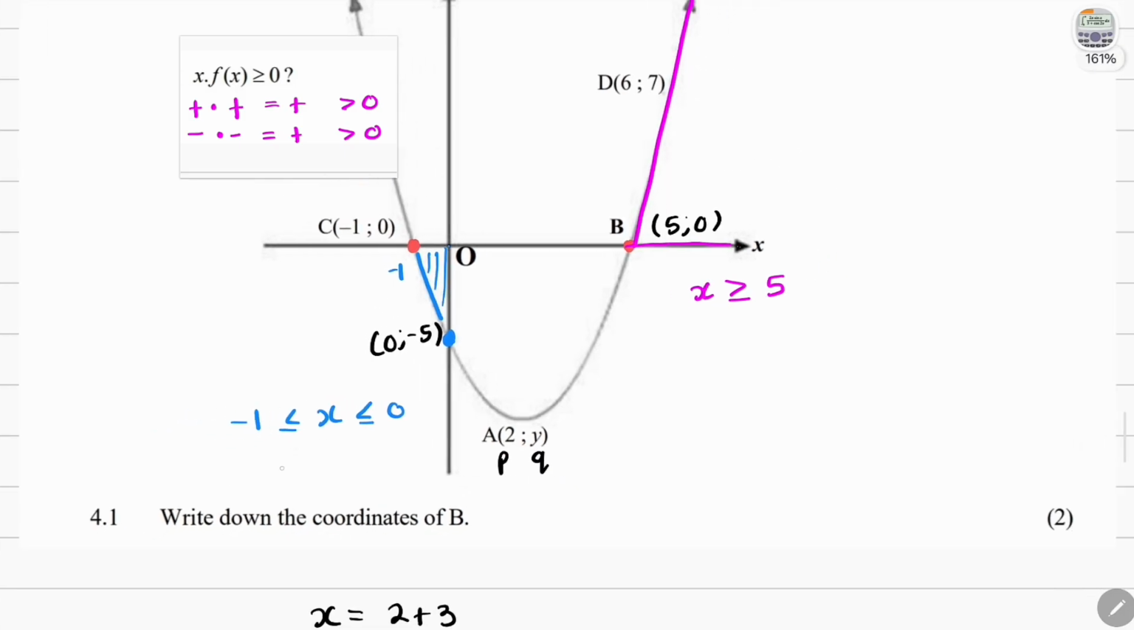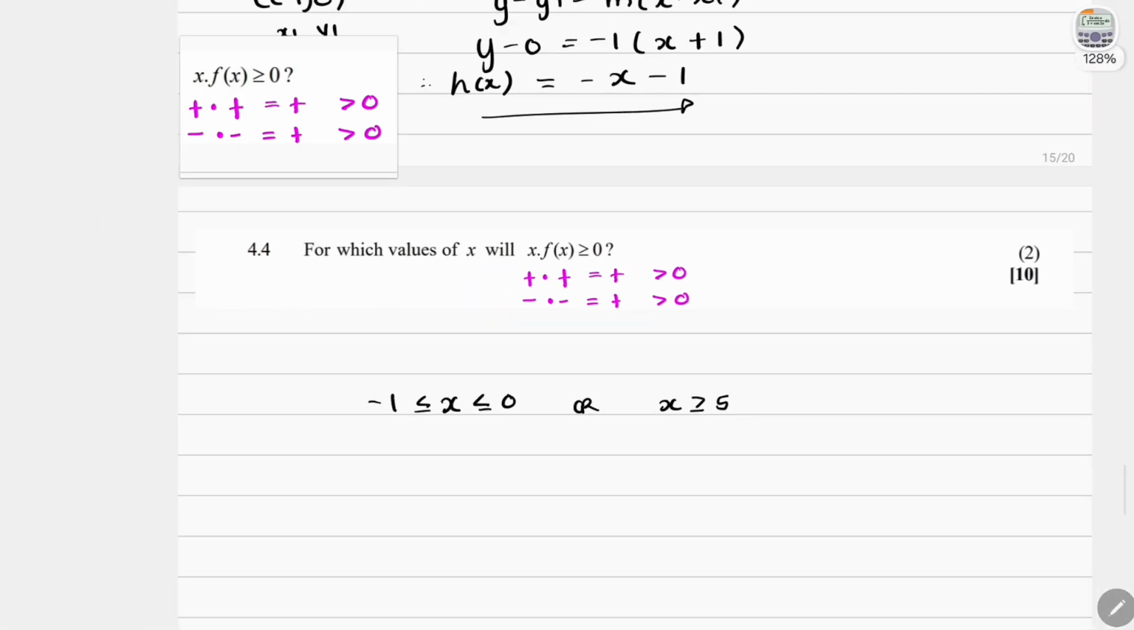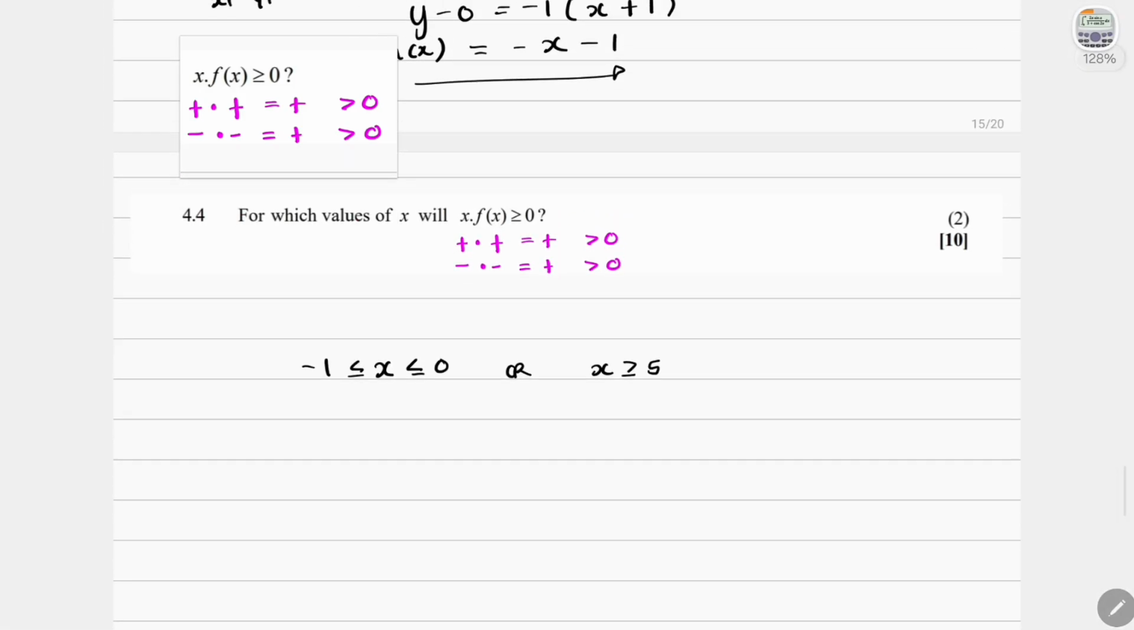And so these are our two solutions. We can just go ahead and put them down. These are our answers. And that is it for question 4.